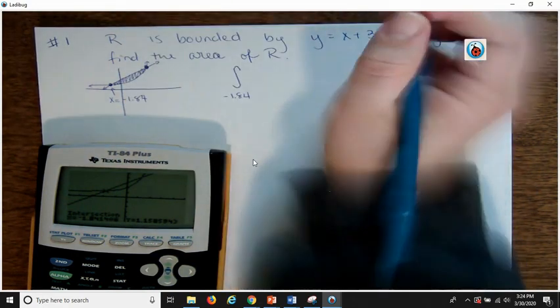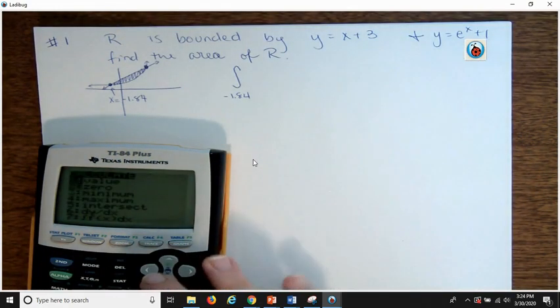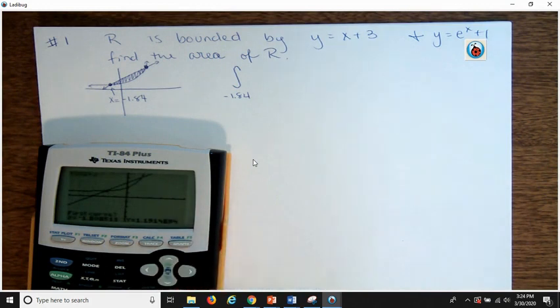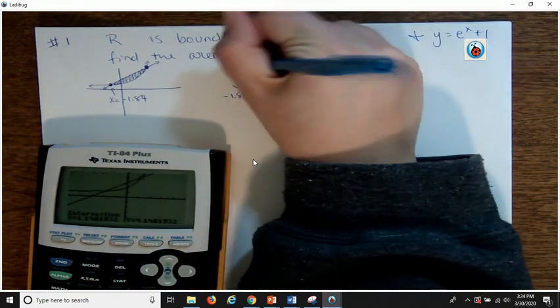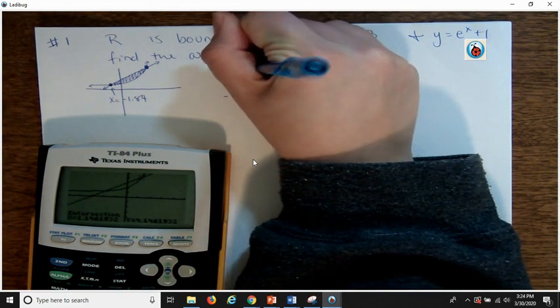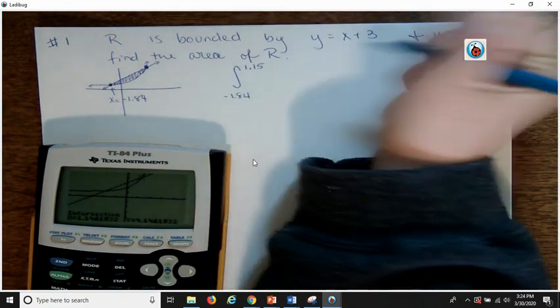And then the top one, second trace, intersect, first curve, second curve. And then I want to actually go up to this intersection, click enter, and I should get 1.15 if we're rounding as my upper limit of integration.